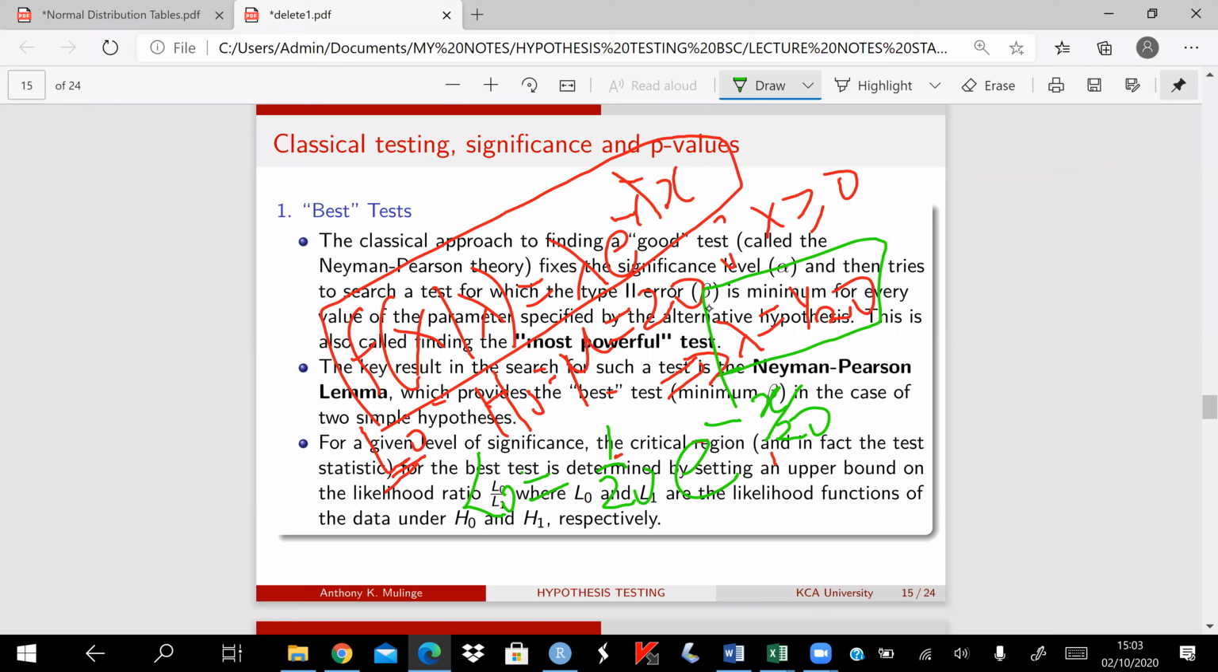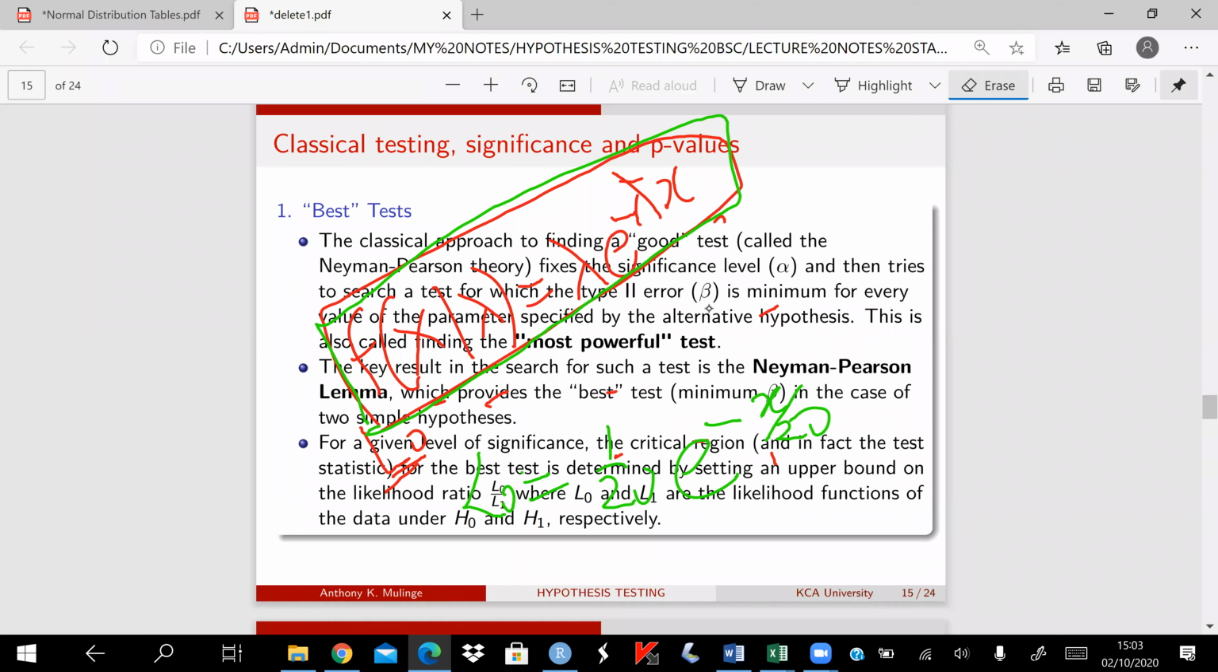Then using the same logic, you can get the value of L1. That is the likelihood of this function, but now when H1 is true. And H1 was defined like this: H1 is that mu is equal to 30. So this means that lambda is 1 out of 30. So our L1 will be 1 out of 30 multiplied by e raised to the power minus x out of 30.